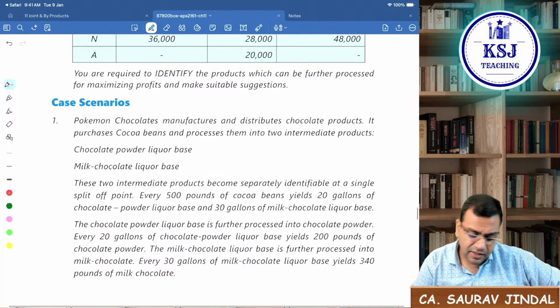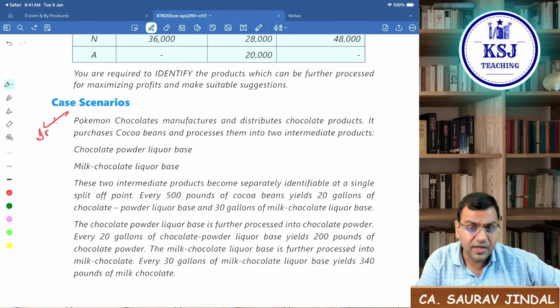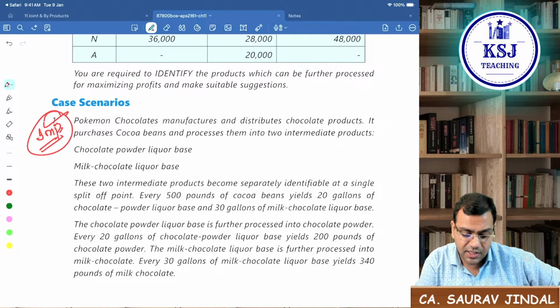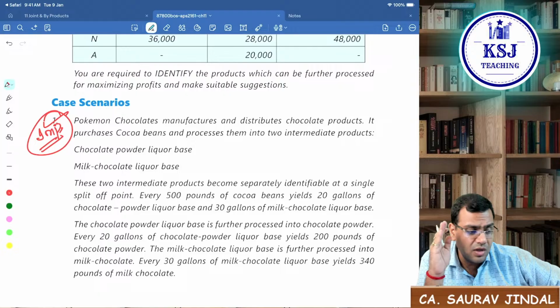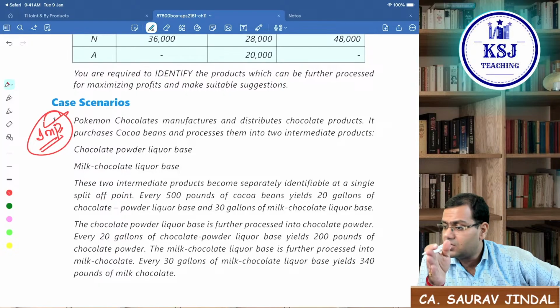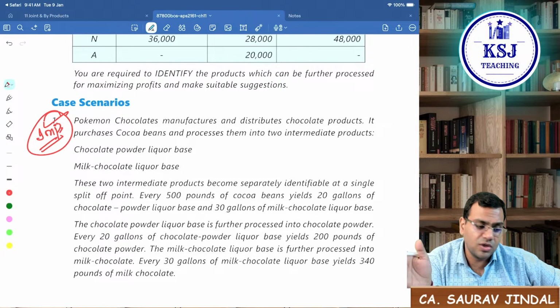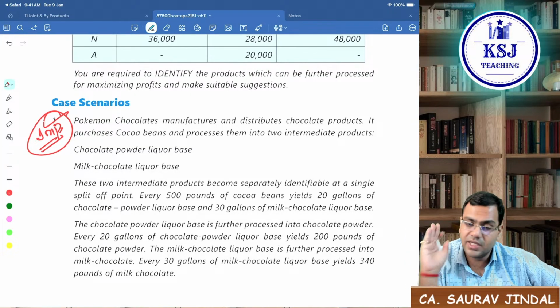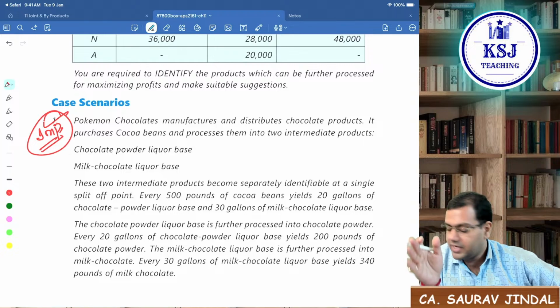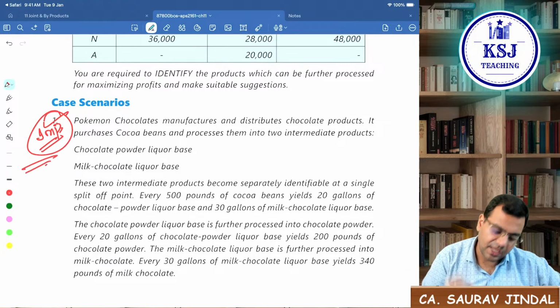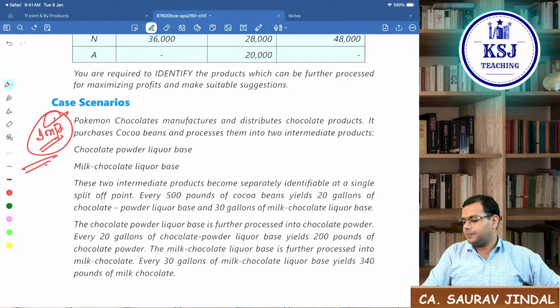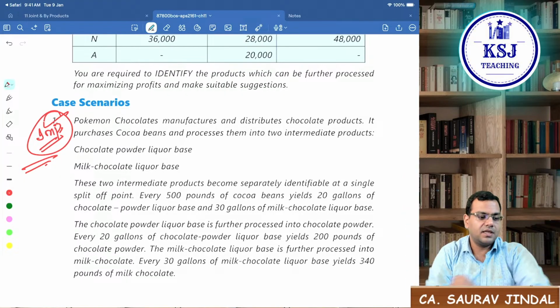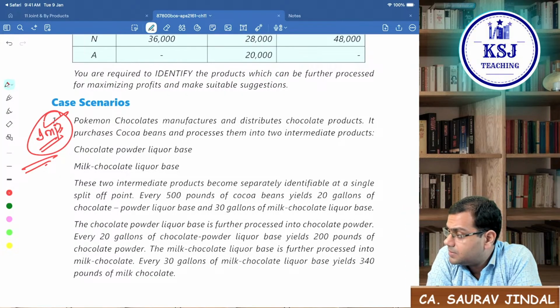And the case scenario for this is also very, very important. I must say that you should be doing this case scenario. I've already uploaded all the case scenarios on YouTube. You will find all the case scenarios on YouTube, separate series, case scenario, costing, FM, all uploaded. So please do this case scenario of joint and byproduct. So with this, we are done with joint and byproducts. Is this clear, guys? Joint and byproducts is clear?